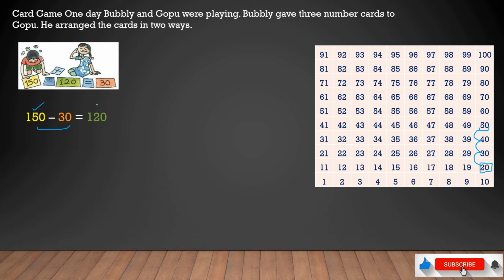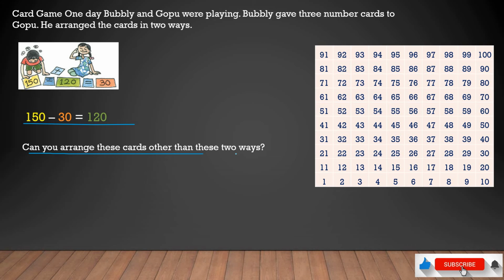And this is a number in hundreds. So similarly, it will work for numbers in hundreds. So from 150, we'll move to 140, then 130, and then 120. That way we keep moving down. So after subtracting 30, we get 120. So this is one way to arrange the cards.